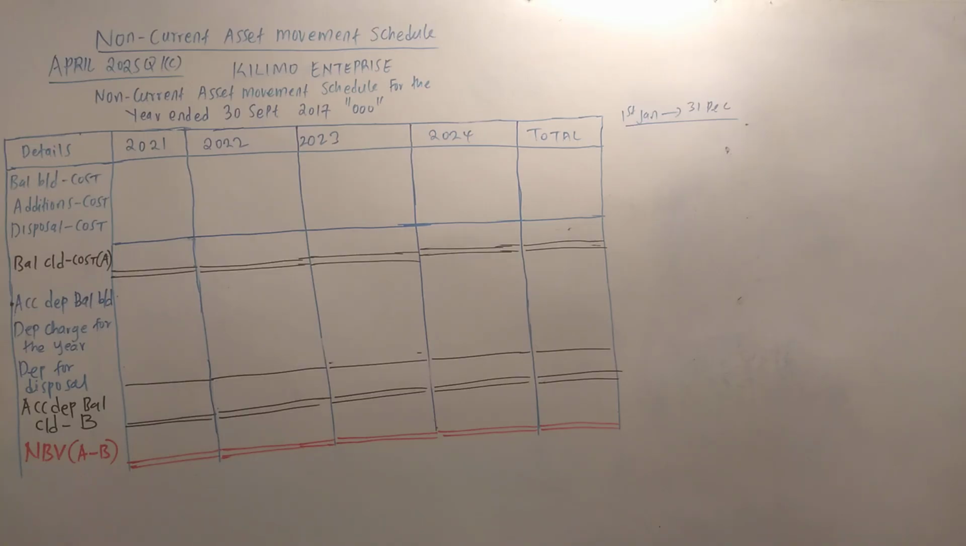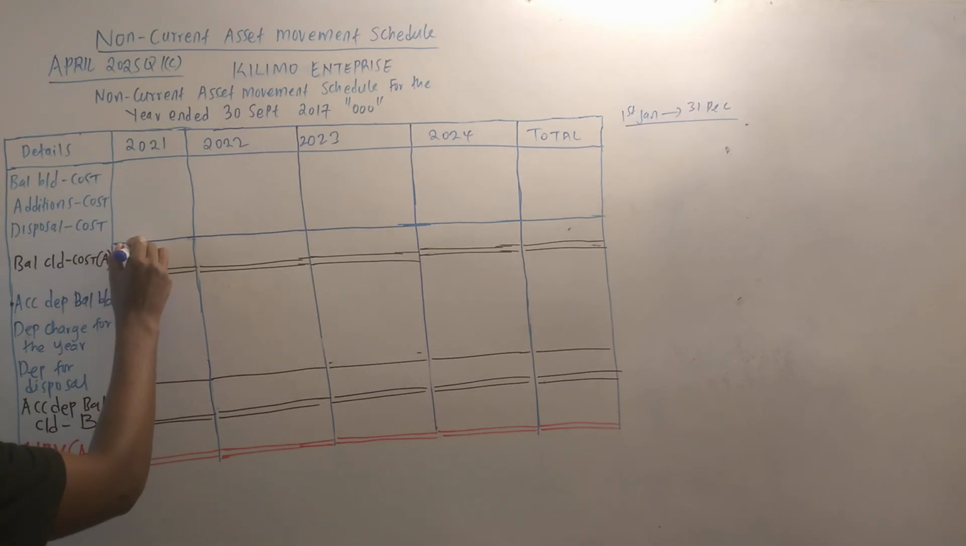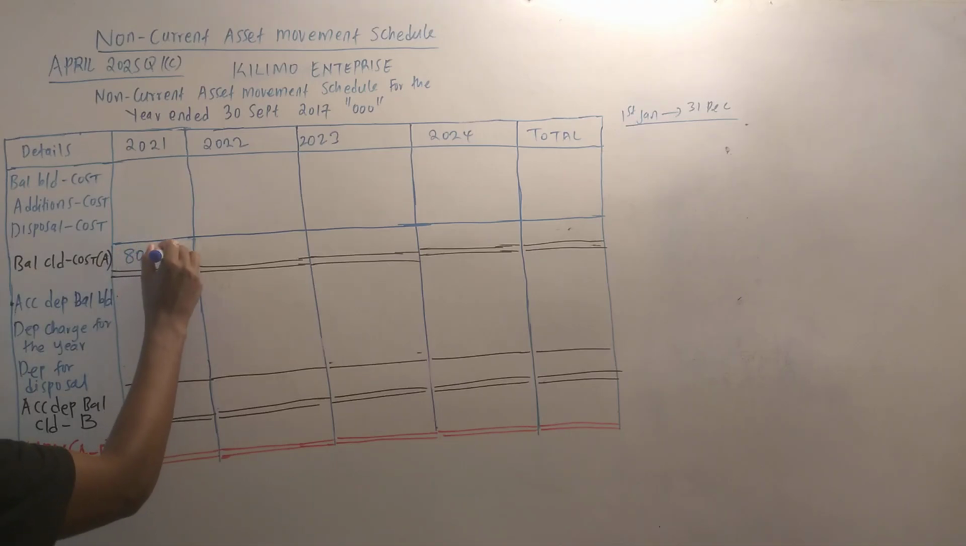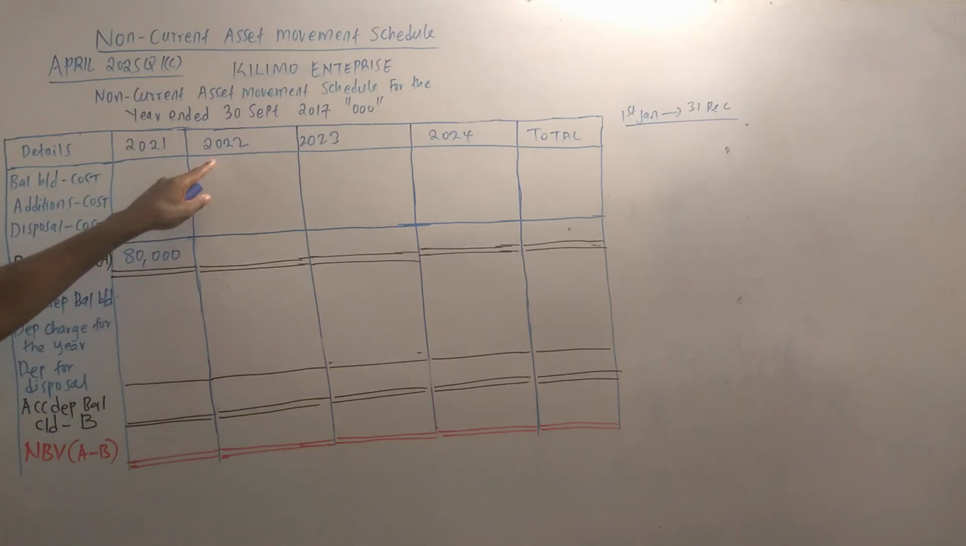Now let's go to the information above. Kilimo Enterprises commenced its operation on 1st January 2021. The firm acquired several assets of plant for its use. The plant movement extract for the year ended. Now this one is for the year ended, meaning let's go to 2021. Now in 2021, we do not have the balance at the beginning, but you have the balance at the end, which is 80,000. And remember, the balance at the end is always the balance at the beginning.